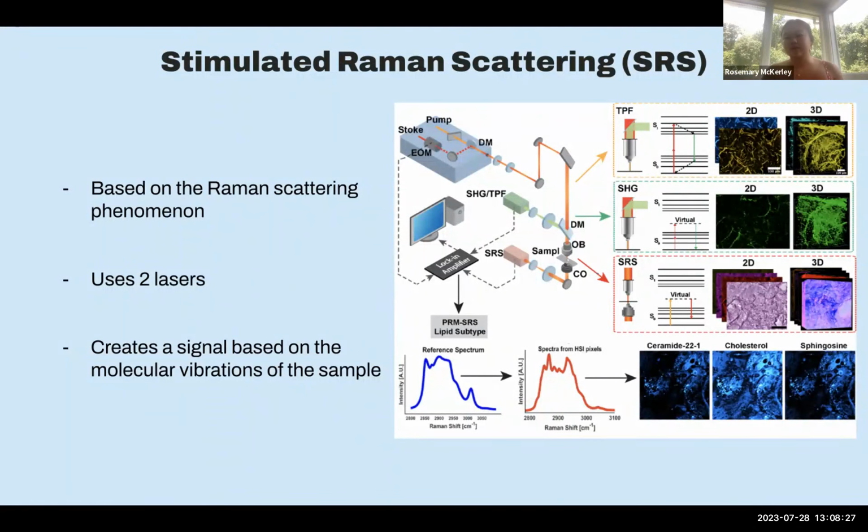The lasers create a local electric field around the sample, and it interacts with the molecular vibrations that I was talking about earlier within the sample. And when the frequency difference between the two lasers is equal to that of the molecular vibrations, Raman scattering is enhanced and the signal is stronger. And that's what we're able to see on our images.